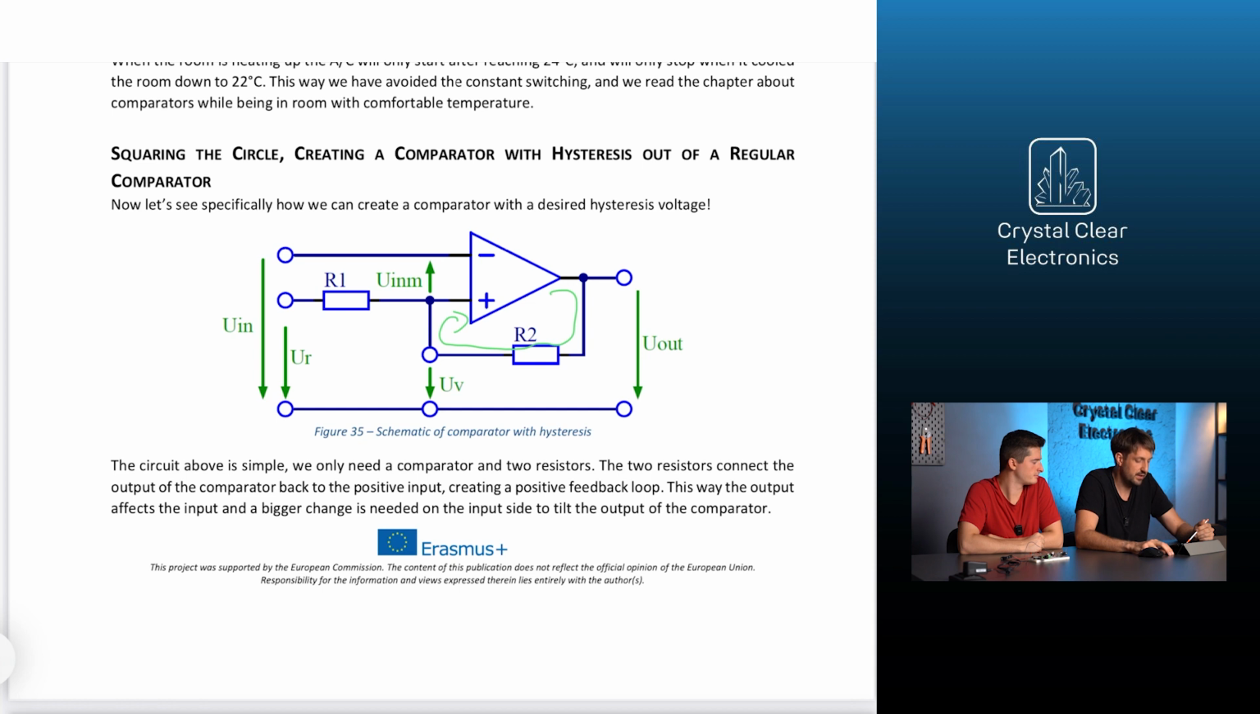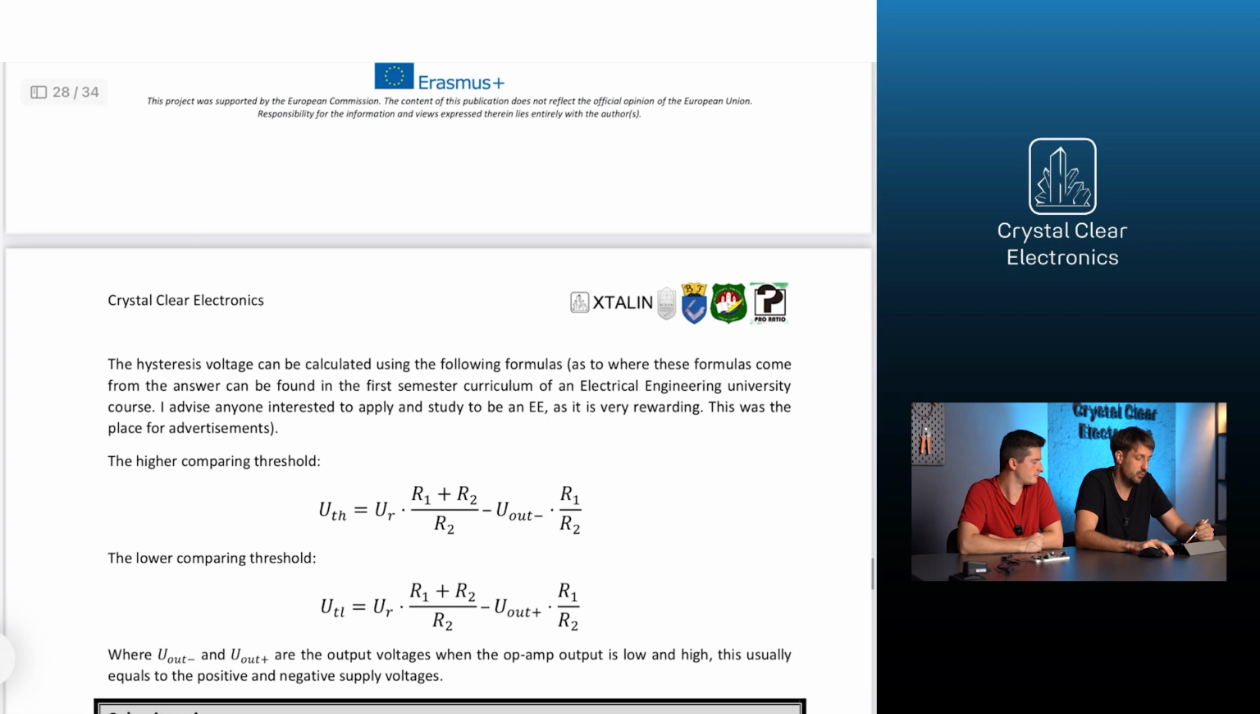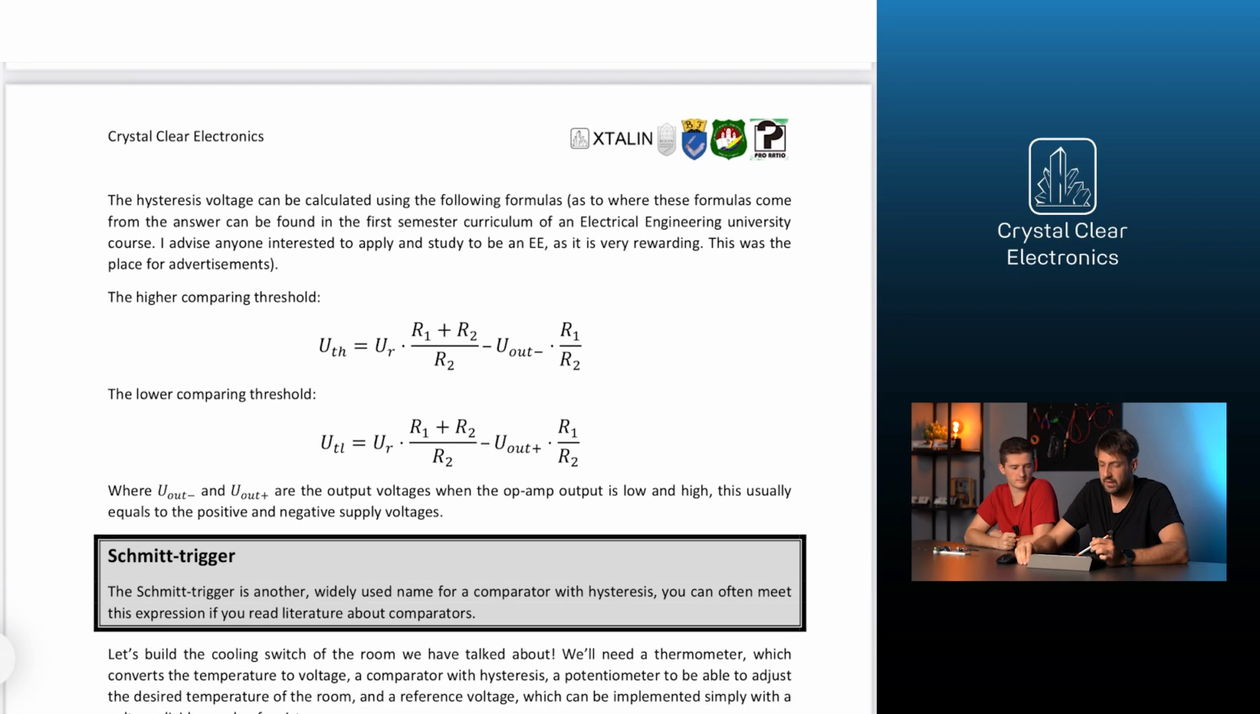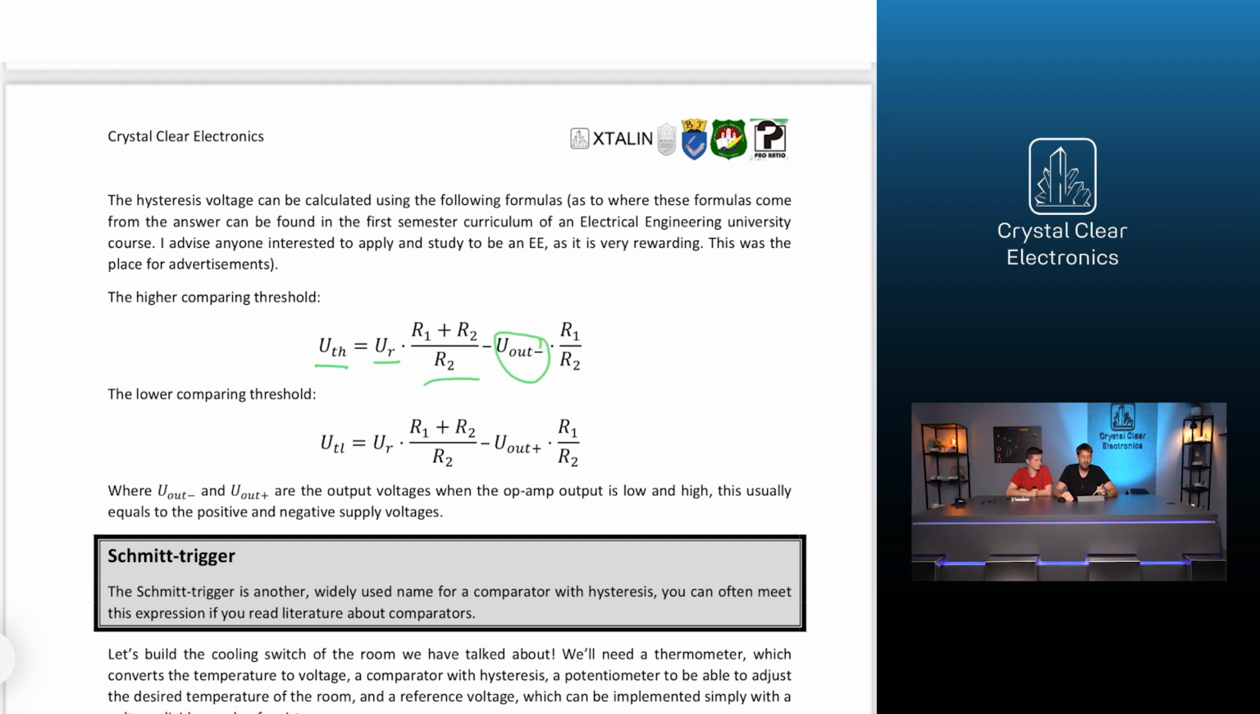The hysteresis voltage can be calculated using the following formula. The higher comparing threshold is calculated using the following formula. As you can see, its value depends on the value of the reference voltage, the value of the output voltage, and the value of the resistors. The lower comparing threshold is calculated by the following formula. As we can see, the reference voltage and the value of the resistors are also included here, but instead of the value for the negative output, the value for the positive output is used in the formula.